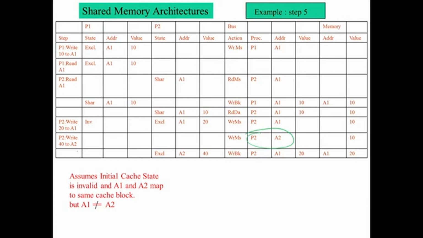But A1 and A2 are sharing a location, so I am trying to fetch A2, so I have to replace that A1. So what I do, I write back 20 back to A1 and then store A2 in the cache with value 40 with exclusive mode. Right? In the memory we do not know what is A2. The latest value of A2 is 40, which is in exclusive. The value of 20 is basically returned back into A1. Okay? Correct? Are you all able to follow what I am saying?